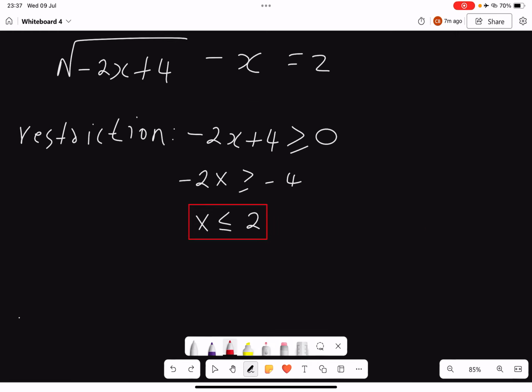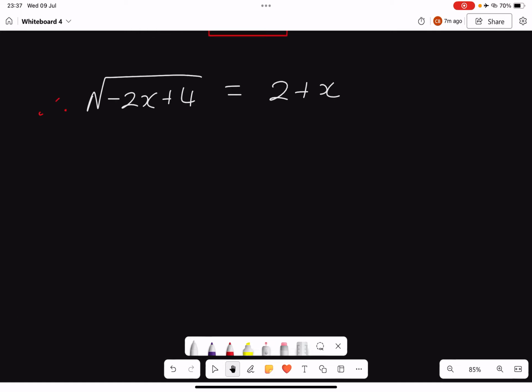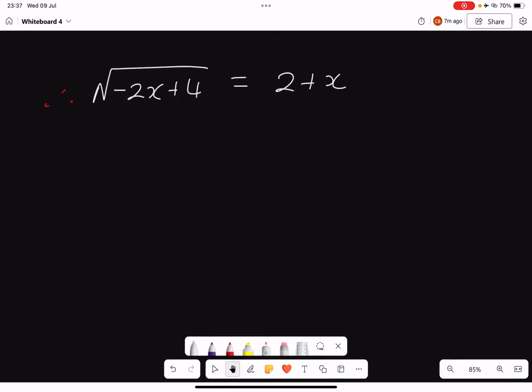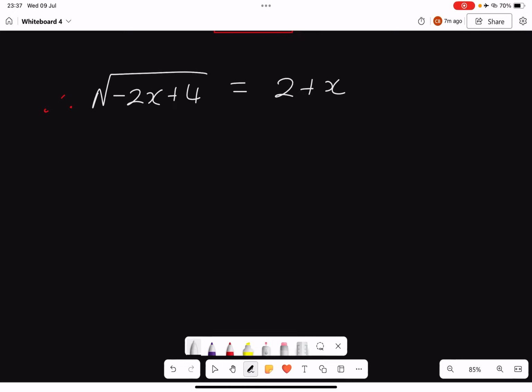We can agree that we need to isolate the root. Therefore, the root must be isolated. So we have the root of minus 2x plus 4 equals 2 plus x. I just moved the minus x to the other side. Then we have to square both sides to remove the root. So the square root cancels with the 2. But ladies and gents, I don't advise you to show the cancelling. You must just do it in your brain. Just write it neatly like that.